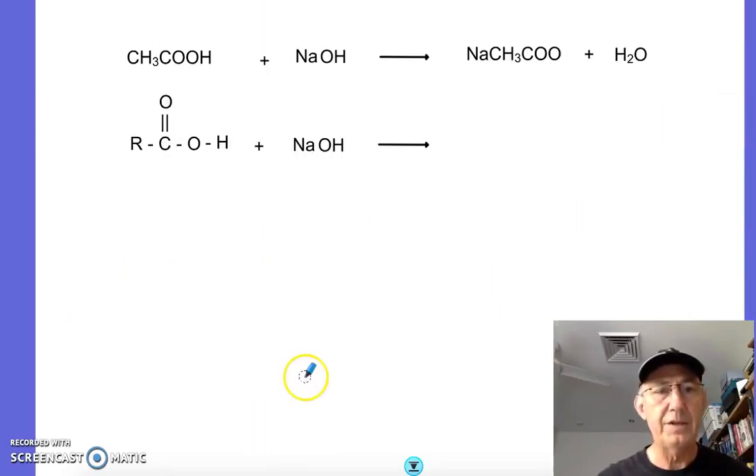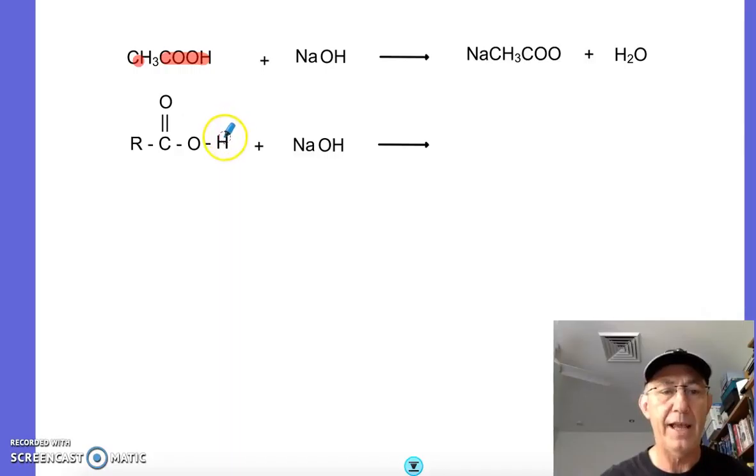The answer, of course, is that it's going to react. For example, if you had acetic acid being made and you had sodium hydroxide as your catalyst, we know that an acid plus a base makes a salt plus water, something you've been doing for many years now. In general, that R group could be a methyl group, or it could be ethyl, propyl, or a very, very long carbon chain. But on the end of it, we still have this carboxylic acid.